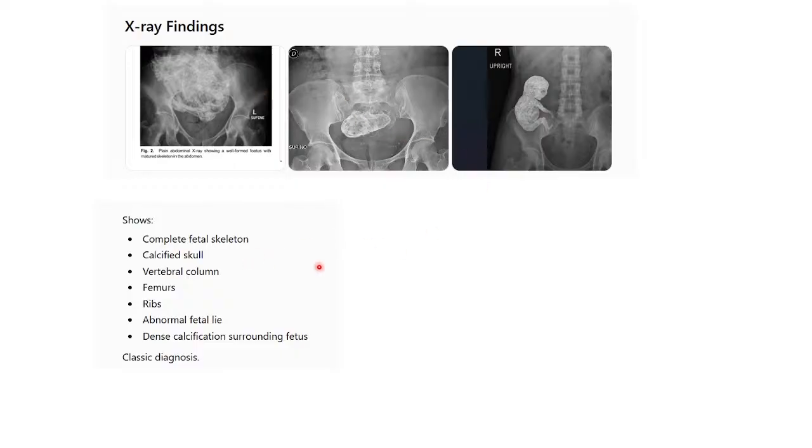So the x-ray shows a complete fetal skeleton, calcified skull, vertebral column, femurs, the ribs, abnormal fetal lie, dense calcification surrounding the fetus, which is the classic diagnosis. What is that? That's a what? Have you ever seen such a case in your life?